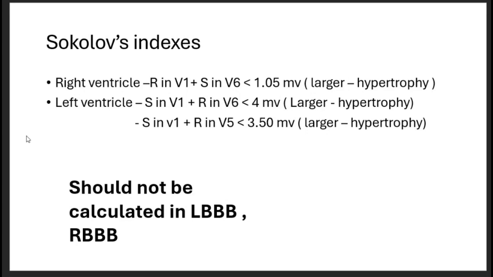One thing about Sokolov's index is that you cannot calculate it in left and right bundle branch block. So if you see the QRS prolonged, you should not calculate it because it's irrelevant. Maybe the axis deviation or the very abnormal shape of the QRS in the precordial leads is not from the hypertrophy, but from the left bundle branch block or the right bundle branch block. So for Sokolov's index, if you see a normal duration of the QRS complex or 0.12, calculate Sokolov's index. Even if you're not sure if it's 0.12, calculate it. I think it's better. But if you see it prolonged, like you're sure it's 0.16, then don't calculate it.